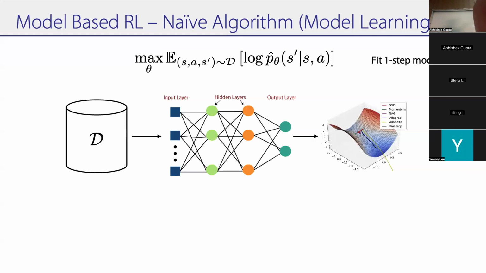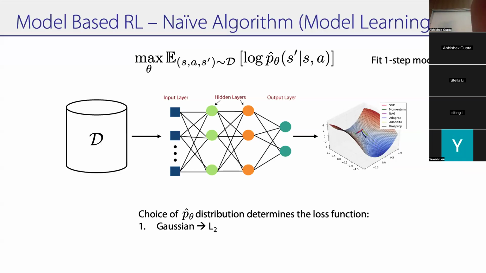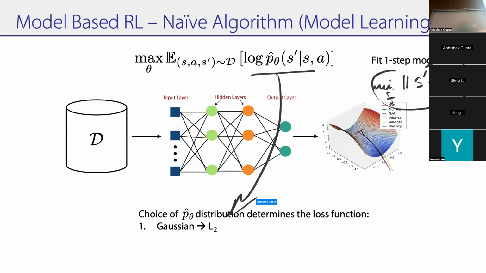Now, the interesting part here is that a different choice of models, or different choice of P theta hat, will lead to different types of models, or different types of loss functions. So for instance, if you choose P theta hat to be a Gaussian, then that objective becomes mean squared error. For those of you who think of model learning as trying to minimize S prime minus some F of S, A with respect to F, you can derive this by just doing maximum likelihood with P theta hat as a Gaussian. Think of P theta hat as like some exponential of S prime minus F of S, A, the whole squared, and you can derive it.